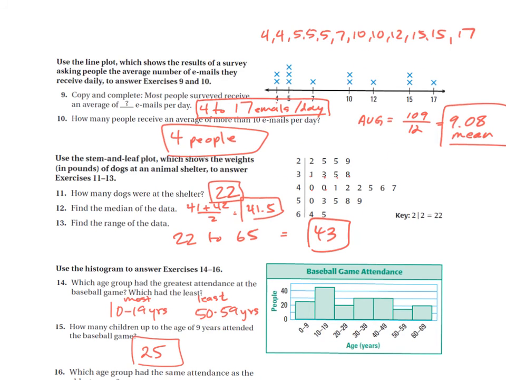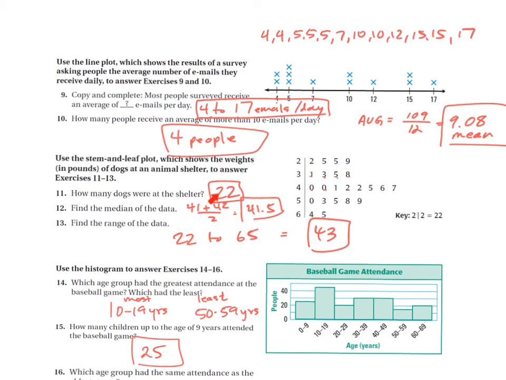Here's a stem and leaf plot. So again, this would be 22, 25, 25, 29. It's the weights of dogs all the way up to 65. It says how many dogs were in the shelter. This would just be counting. It tells you here, but you just count the numbers. So it's 1, 2, 3, 4, and then count them all. There's 22 of them.